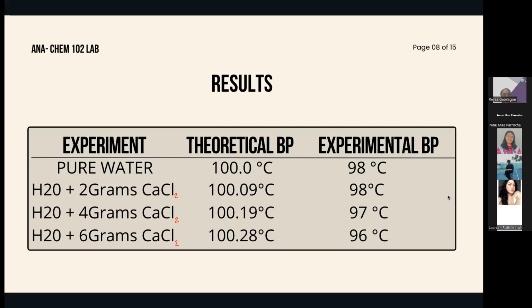Number 1, for the computation of molality, we have molality is equal to moles of solute. This is for the solute, so that is calcium chloride in the case of the experiment, over kilograms of solvent. So our solvent here is water. So do not forget, 1 gram ng water is equivalent to 1 ml. So if you used 100 ml of water, that is equivalent also to 100 grams. And if you are going to convert that into kilograms, that is 0.1 kilogram.